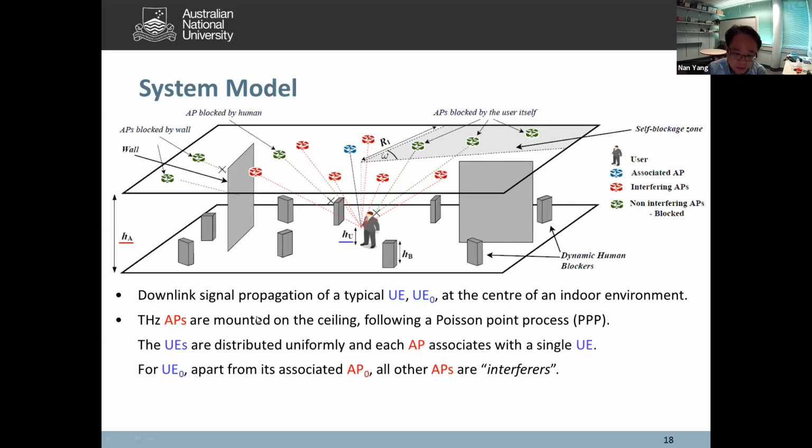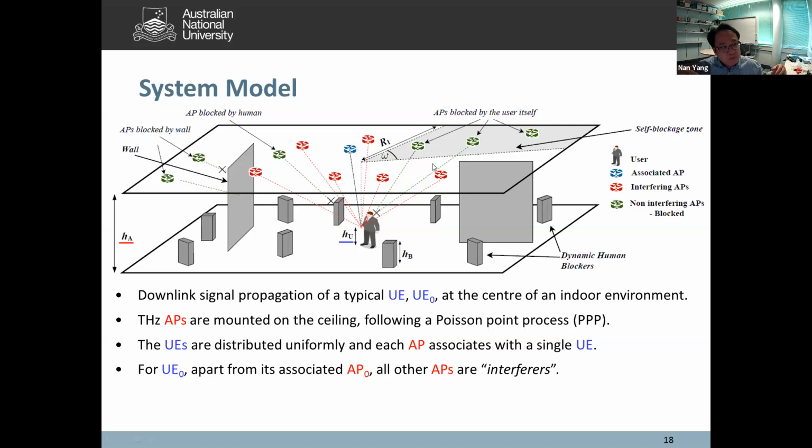And then apart from this UE, we also assume that there are other UEs distributed in this environment, and each AP associates with a single UE and transmits to this UE. Although in this figure we did not show these UEs, we do consider the existence of UEs, and each AP associates with a UE and they transmit, such that this typical UE is associated with its own AP, which is AP0. But at the same time, all the other APs act as interferers. That is why we have to evaluate the interference caused by other APs.